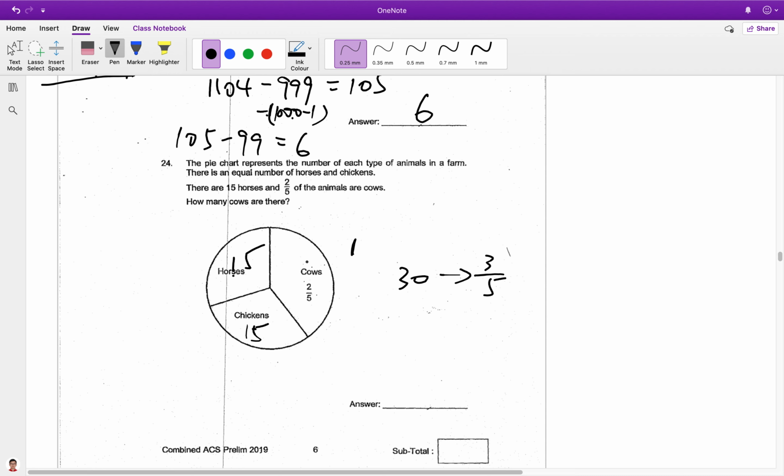So how many cows are there? Well, it's very clear. If 3/5 of the total is 30, then 1/5 would be 10, right? So 2/5 gives 20.